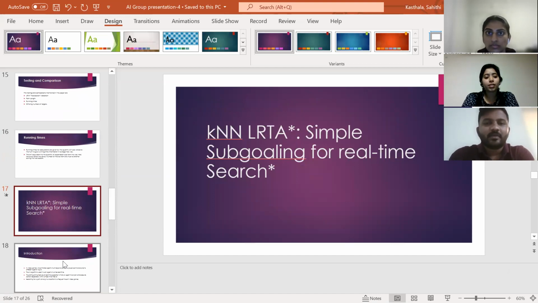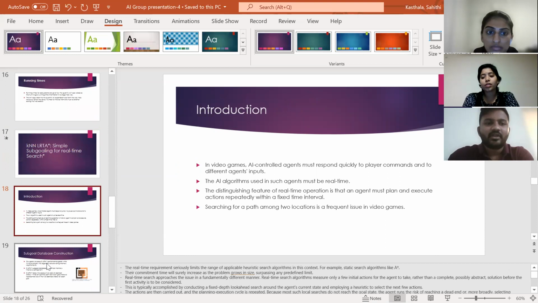Yes, the next paper we can talk about is Canon LRT star search, a simple subgoaling for real-time search. Basically, this LRT star search is mainly used in video games where the real-time requirement is seriously necessary. The distinguished feature of real-time operation is that the agent must plan and execute actions repeatedly within a fixed time limit. It is basically used for pathfinding in real-time situations.